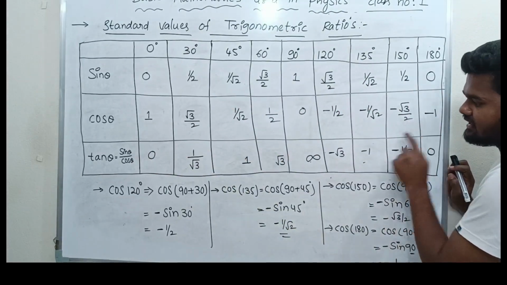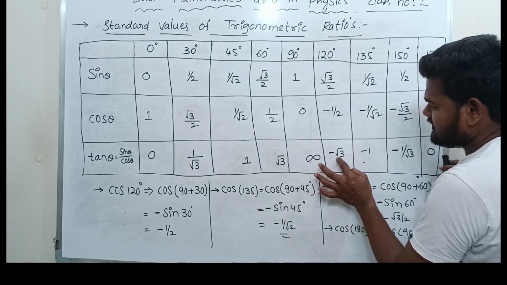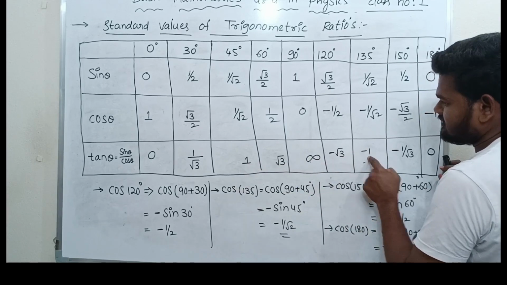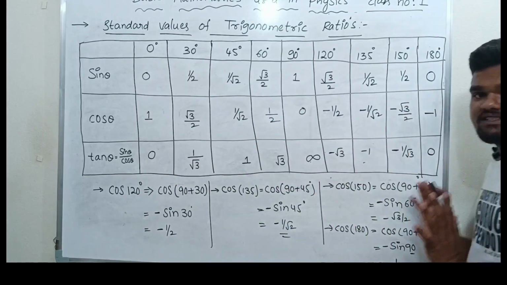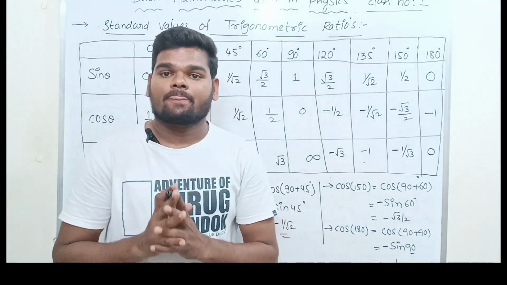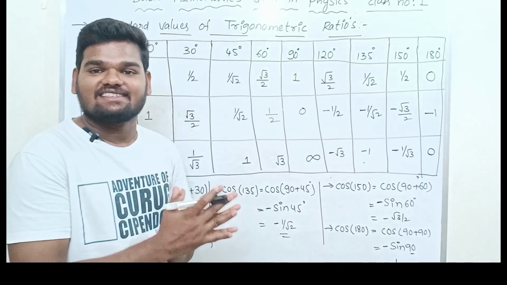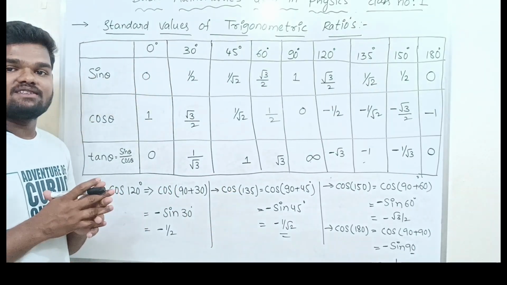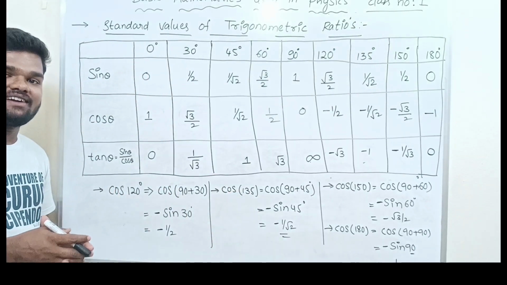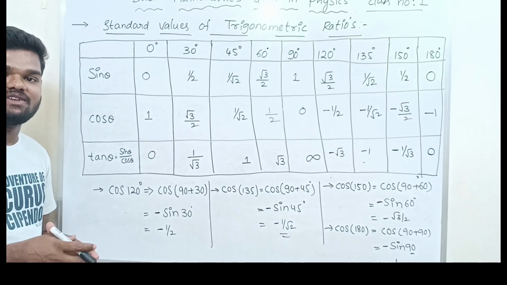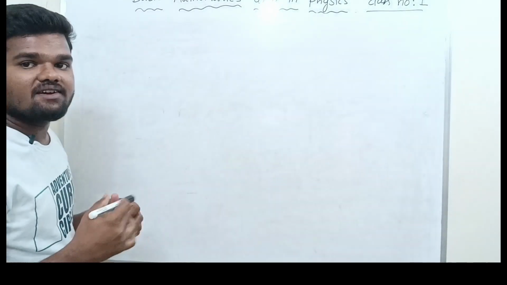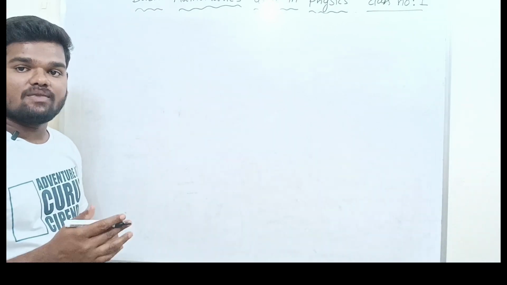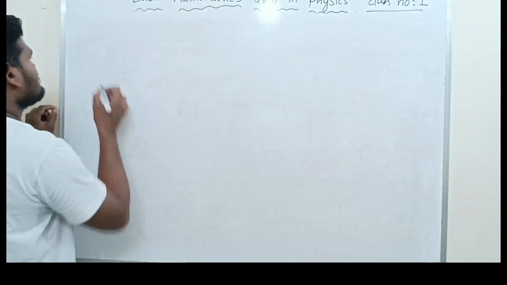Is it clear? See, minus root 3, minus 1, minus 1 by root 3, 0. Any doubt? I hope you are clear on this concept. Take a screenshot or pause the video and write the notes, your wish. Right. So the next concept is standard formulas of trigonometric functions.